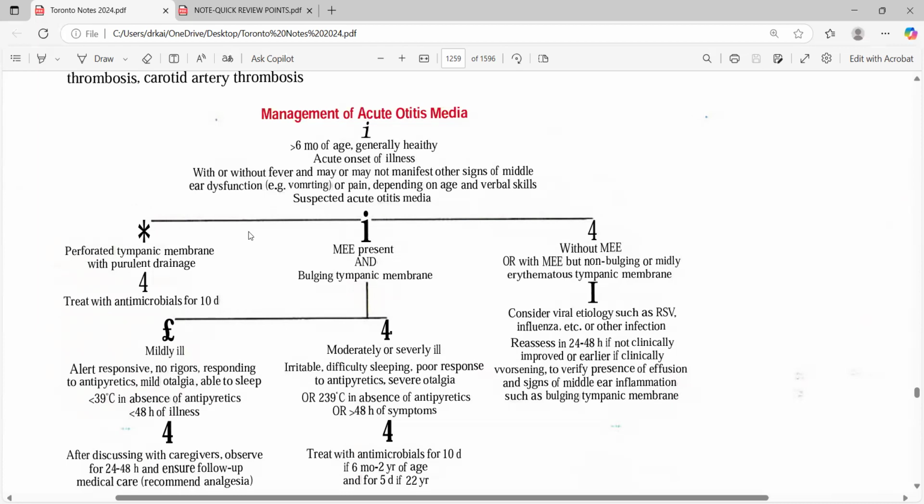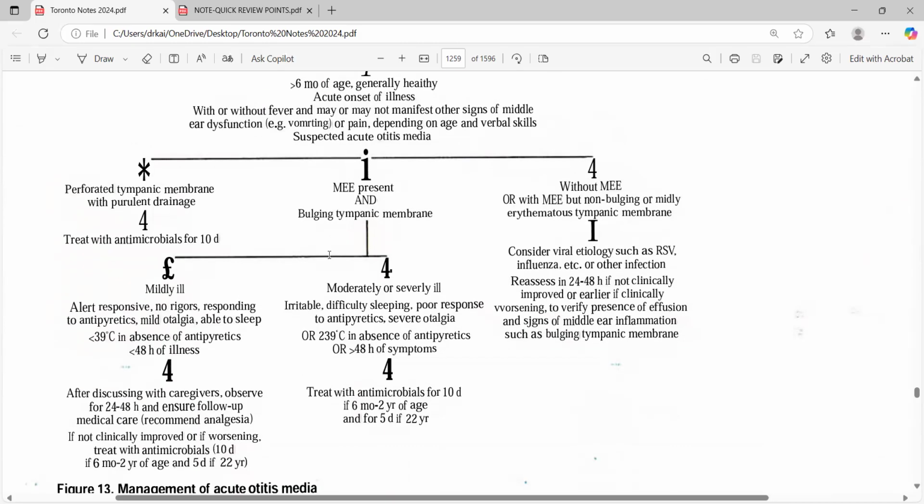Then comes middle ear effusion present with a bulging tympanic membrane. It means the rupture can happen at any time. In those cases, you make the diagnosis or the treatment based on whether the child is mild looking, moderate or severe looking. So what happens in the mild looking? In the mild, he's alert, no rigors or antipyretics, mild otalgia, able to sleep, less than 39 and 48 hours of illness. So he's kind of doing okay.